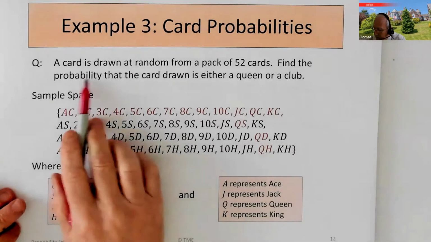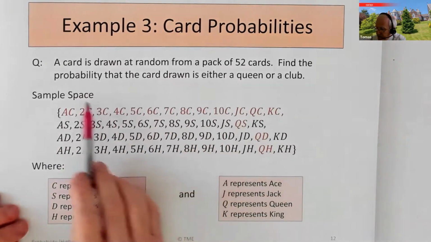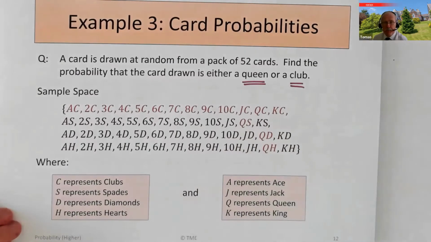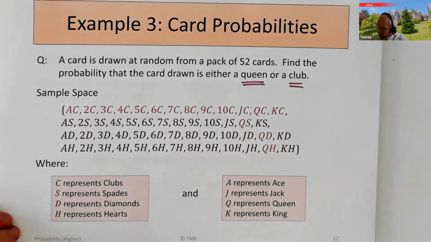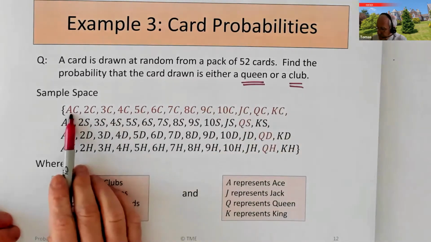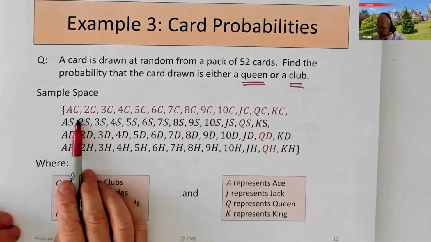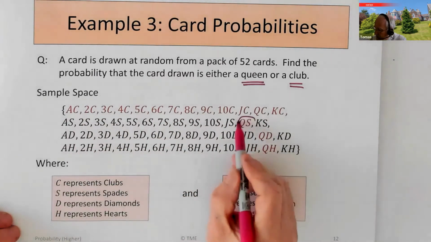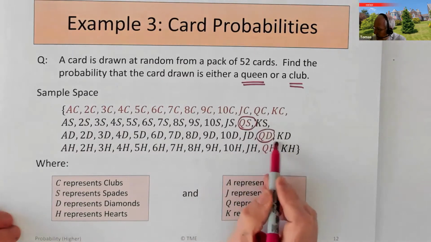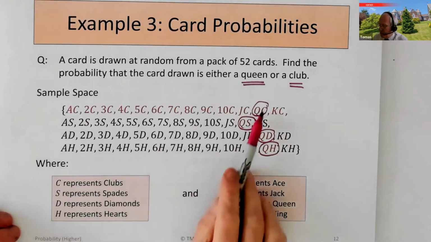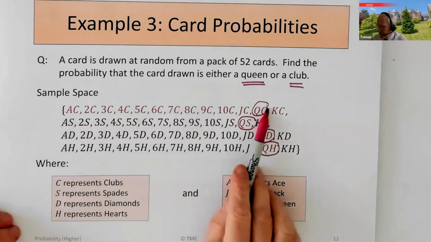Now, a card is drawn at random from a pack of cards. Find the probability that the card is either a queen or a club. So we look at the clubs first, and there's 13 of those. We look at the queens, and we say there's a queen of spades, diamonds, hearts, and clubs. We've already counted the queen of clubs in the clubs.